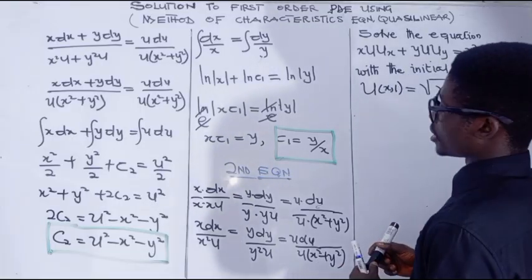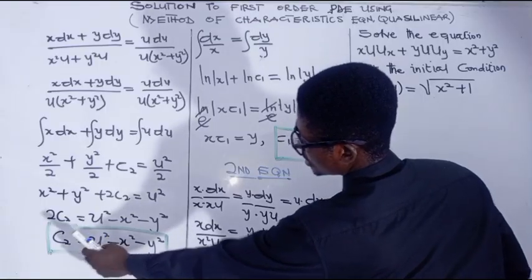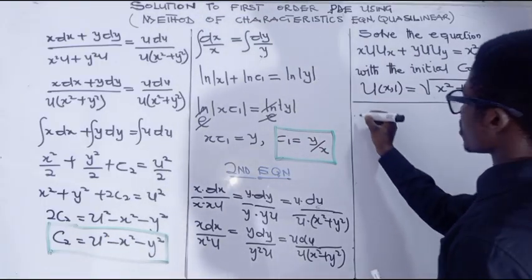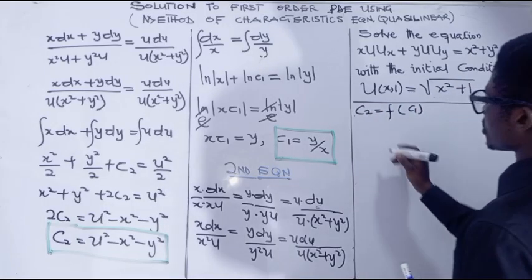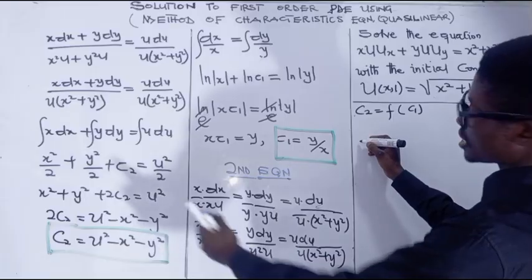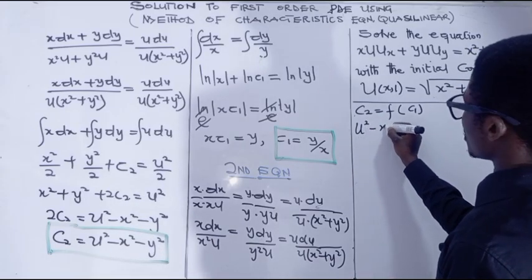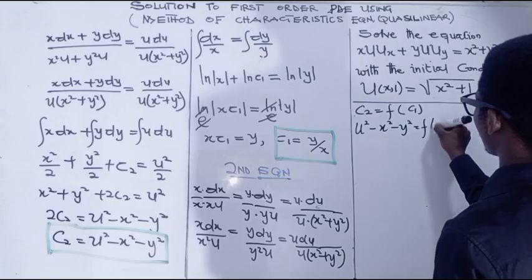Now we have our C1 and then C2. Since we are having the U in C2, let's make C2 a function of C1. Our C2, we had U squared minus S squared minus Y squared is equal to a function of C1.